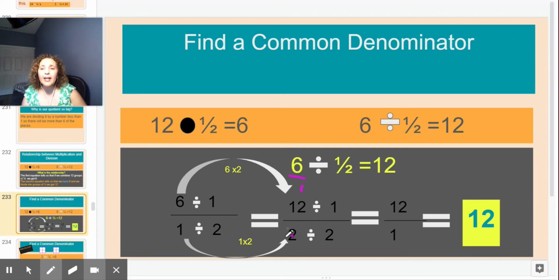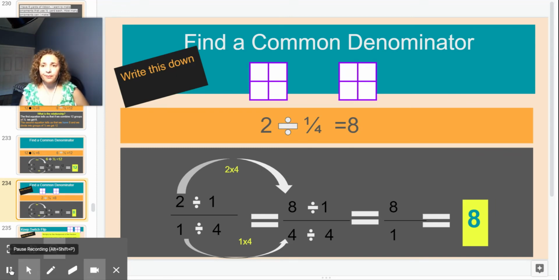So now I can simply divide. 12 divided by 1 is 12. 2 divided by 2 is 1. So 12 divided by 1 is 12. That's the logic. That's the math behind it.